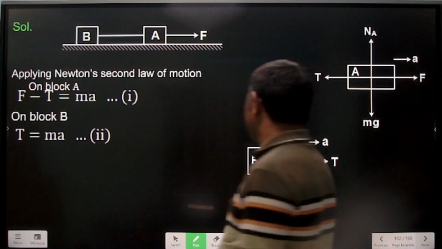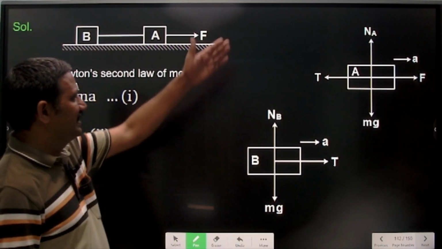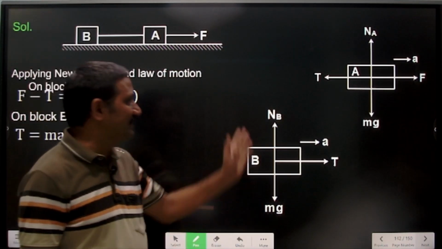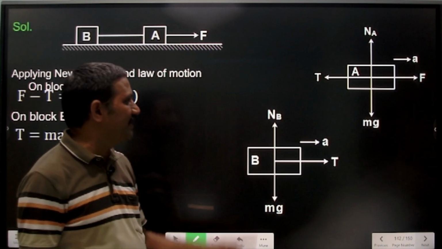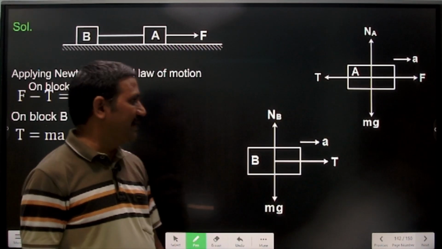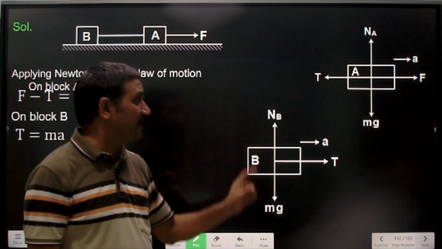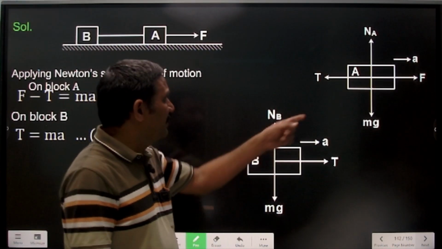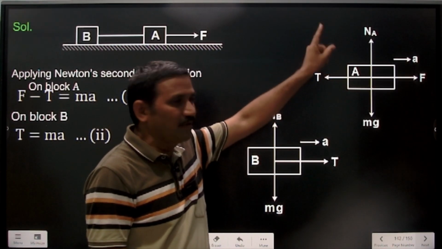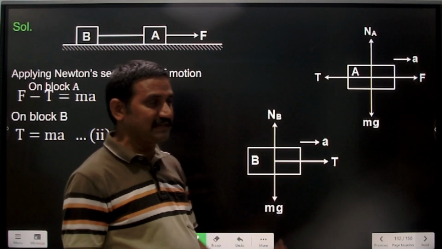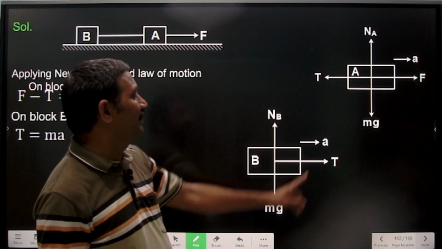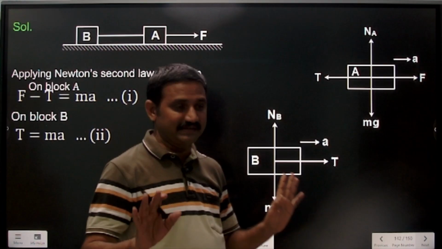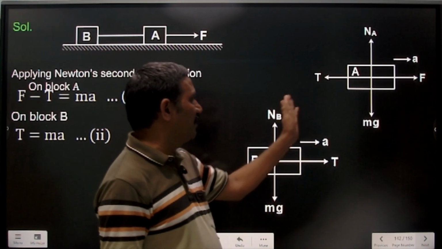Here the vertical direction forces NA and mg do not participate in the acceleration. The acceleration of the body is only along the horizontal direction. The vertical direction forces are also acting, but those forces cancel each other. What is the meaning of cancel each other? The upward force and downward force are equal in magnitude and opposite in direction. So that's why the object is not moving in the vertical direction. The object is moving only along the horizontal direction, meaning the acceleration of the body is along the horizontal direction.